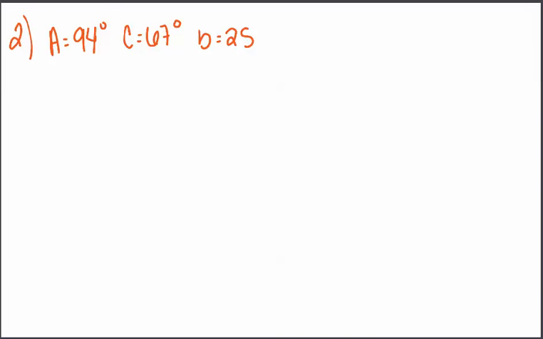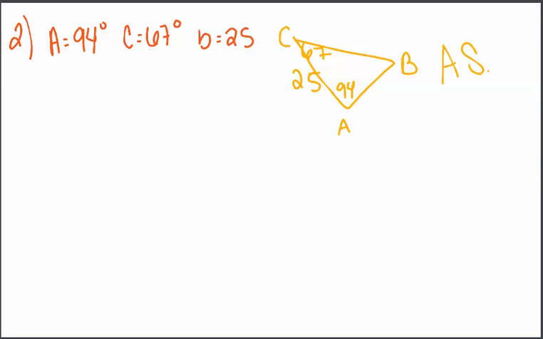All right, example 2 here. So if you wanted to go ahead and sketch that out to see if we had that SSA case, we've got A is 94 degrees, we've got C is 67 degrees, and then we've got side B is 25. So this is not an SSA case because we don't have two sides, we have two angles. This is in fact an angle side angle case. So we're clear from anything being a pain in our ASS right now. We don't have to worry about that.